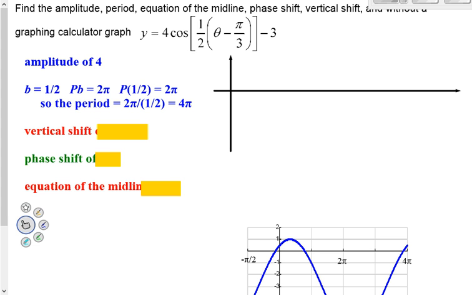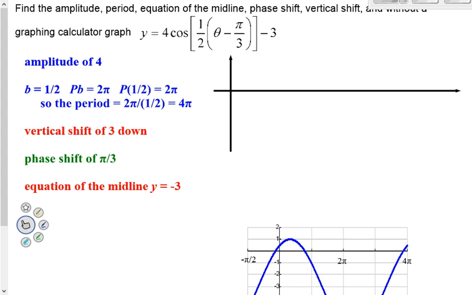Our vertical shift is what's being added or subtracted after the brackets, and that's down 3. So the equation of our midline is y equals -3. Our phase shift is what's being added or subtracted after the angle, and that's pi over 3. So we'll be going pi over 3 to the right.